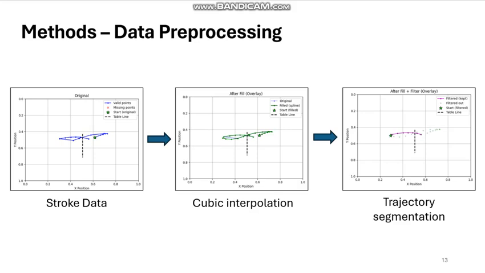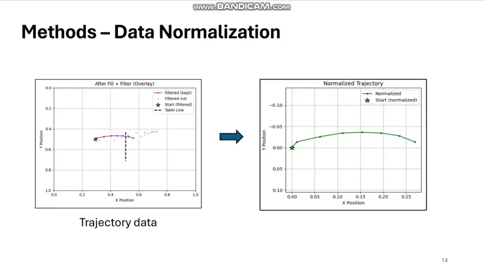And then the stroke data goes through data pre-processing. The first one is cubic interpolation to fill out the missing points to make a smooth curve, and then trajectory segmentation to get the trajectory of an actual stroke. And my contribution is here, cubic interpolation. And then the trajectory data goes through data normalization, which is a translation and mirroring.